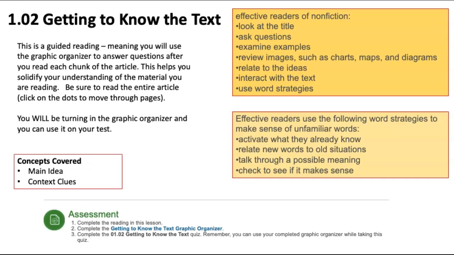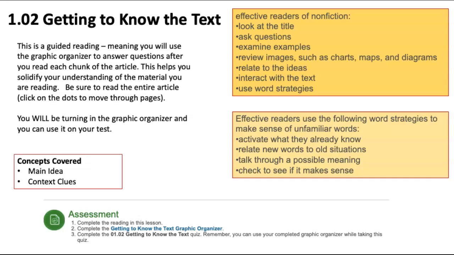So it does highlight what effective readers of nonfiction do, and I really wanted to point that out to you again. Effective readers of nonfiction look at the title, ask questions, examine examples, review images such as charts, maps, and diagrams, relate to ideas, interact with the text, and use word strategies. Okay, so a lot of that, and we're going to cover this in this assignment and some assignments to come.